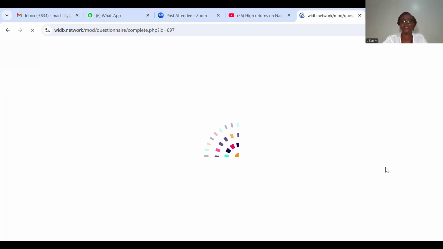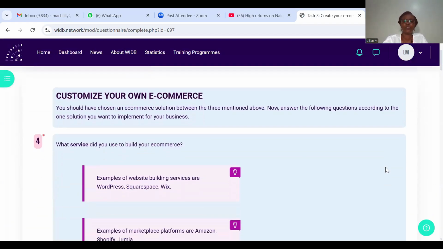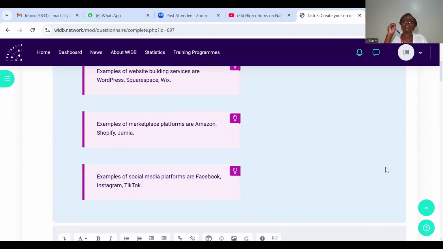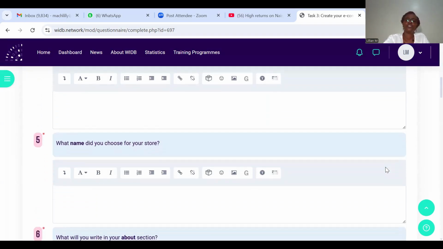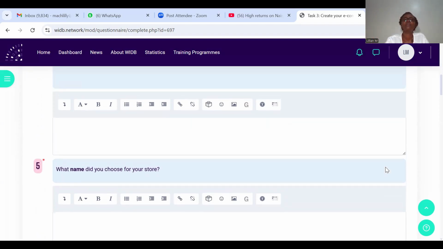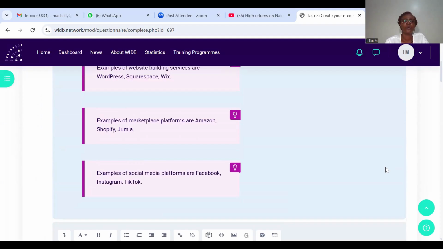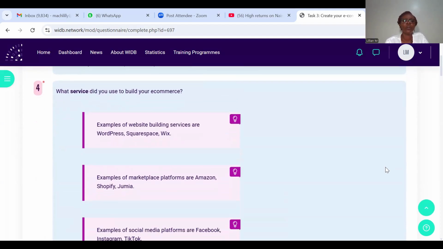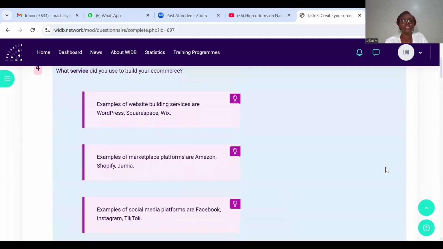And for the others, as we listen to Pauline's responses, also give yourself timelines. These questions are very good, but if you don't answer them with a date or a target in mind, they will just be pleasant answers that you put in your tasks, but they are not helping you move your business. So this other one, question number 4: what service did you use to build your e-commerce?